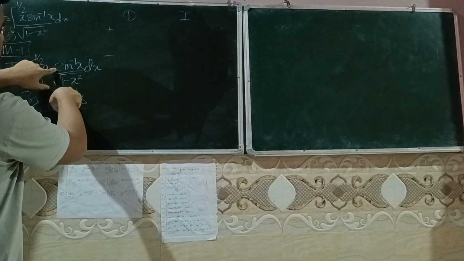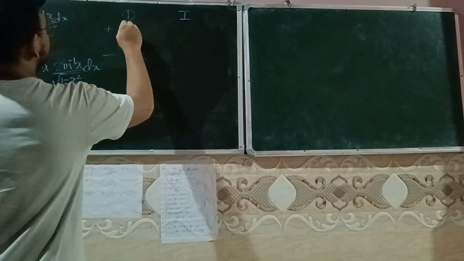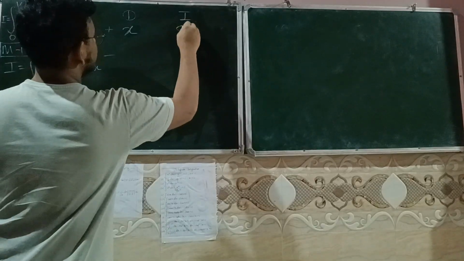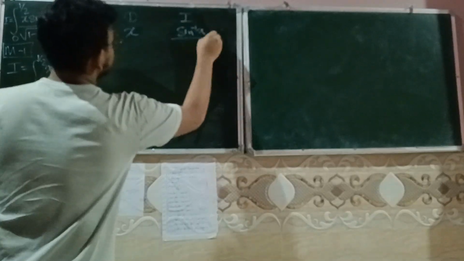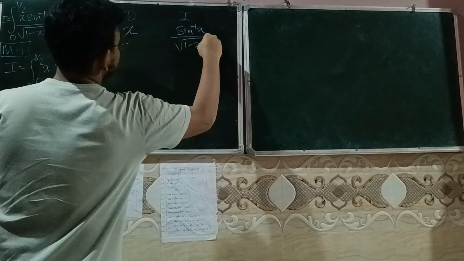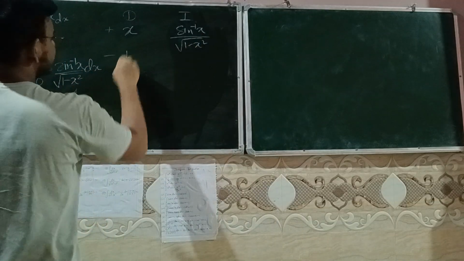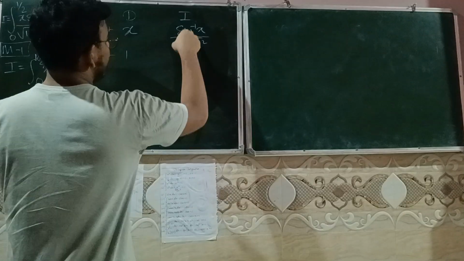I hope you can see that, because the derivative of this function is just sitting in the denominator. So it will be integrated very easily, and the other part will be differentiated. So x, and sine inverse of x over square root of 1 minus x squared. Derivative of x is 1, no disturbance.